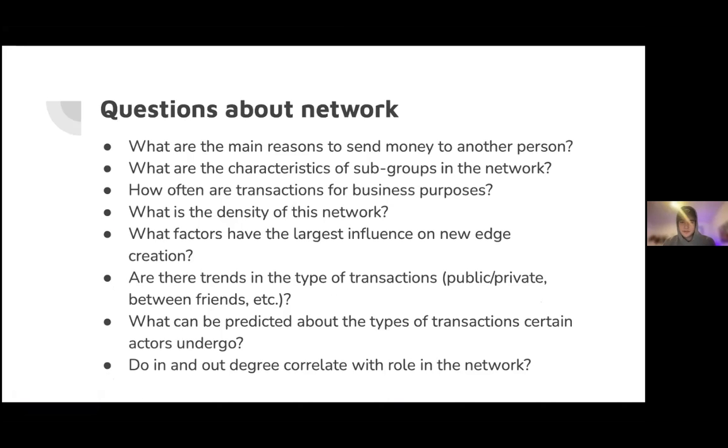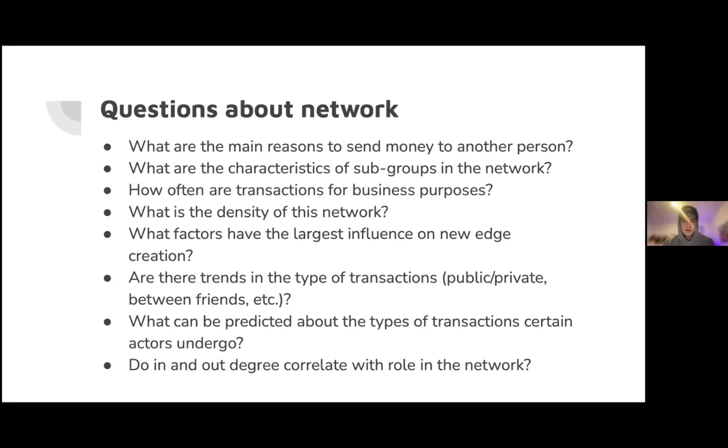Yeah, so we're coming in with a host of questions that we want to explore and answer about the network. We're coming in with the assumption that most people who are using Venmo already have a connection with somebody in real life, and that's why they're sending money to that person. So we want to explore the motivations behind these transactions and try and identify trends and subgroups within the network.